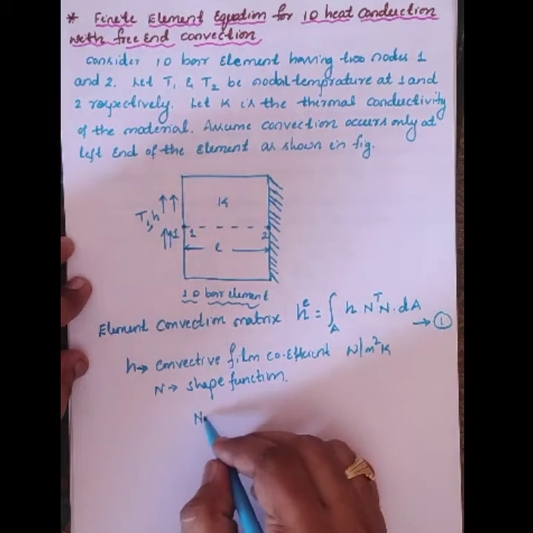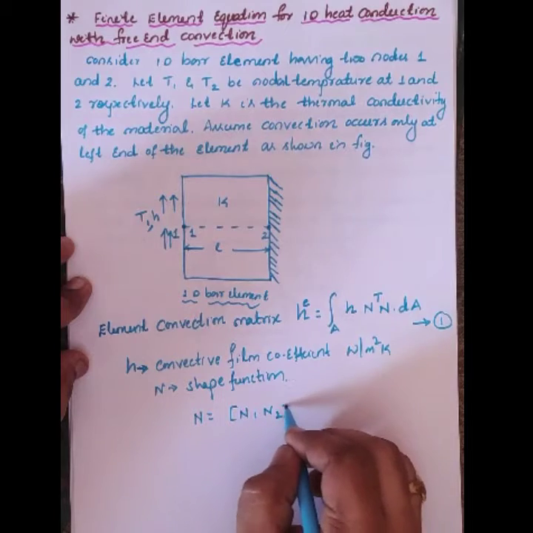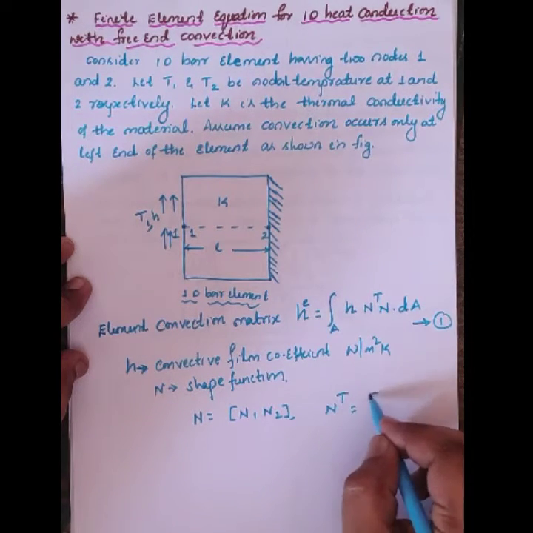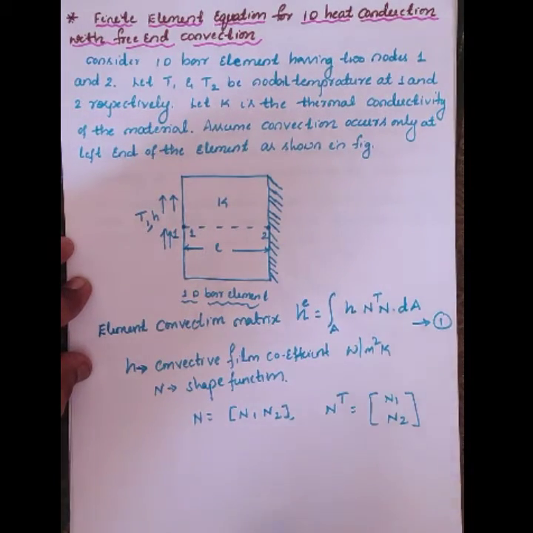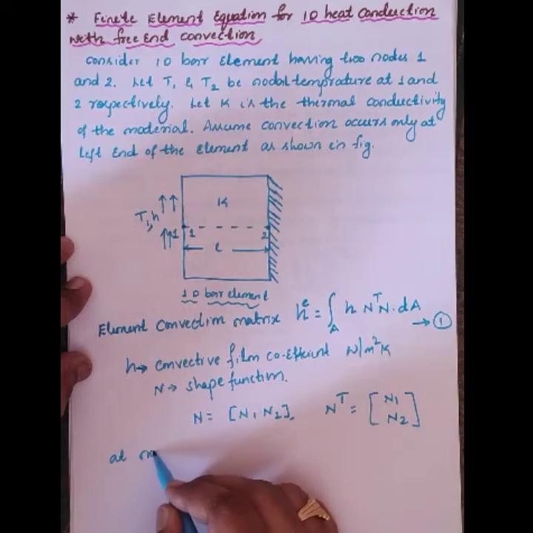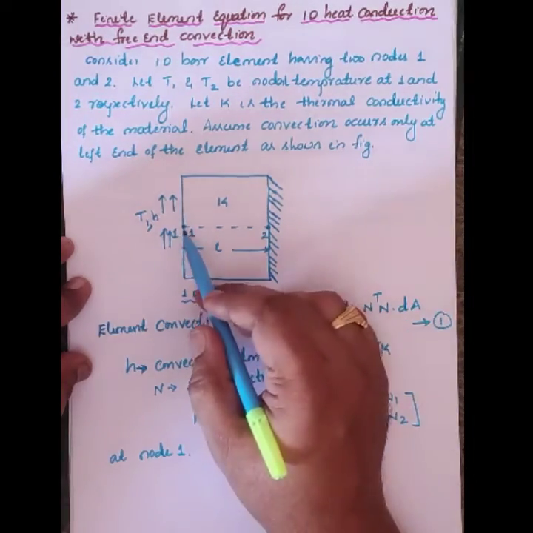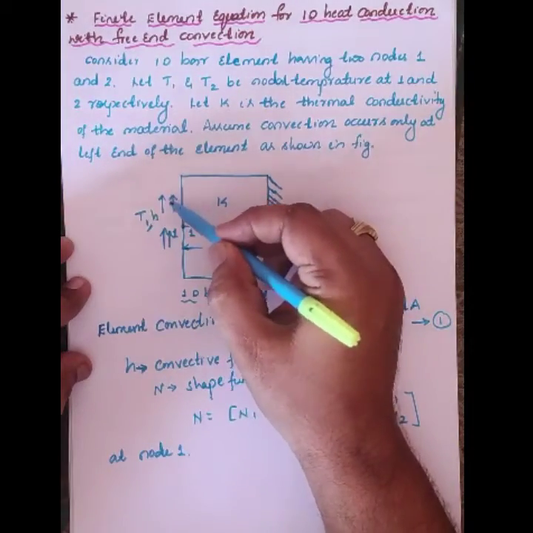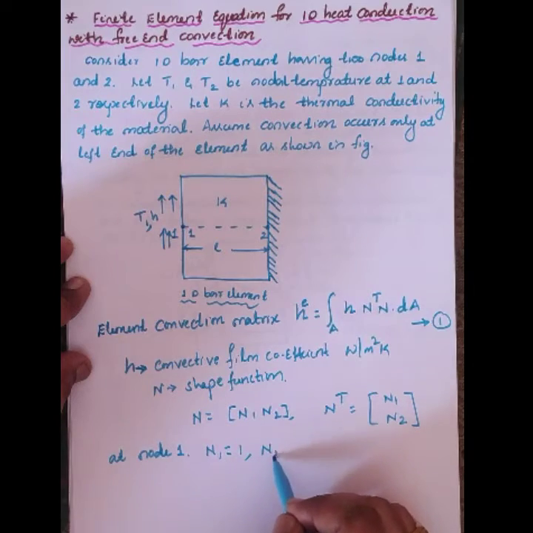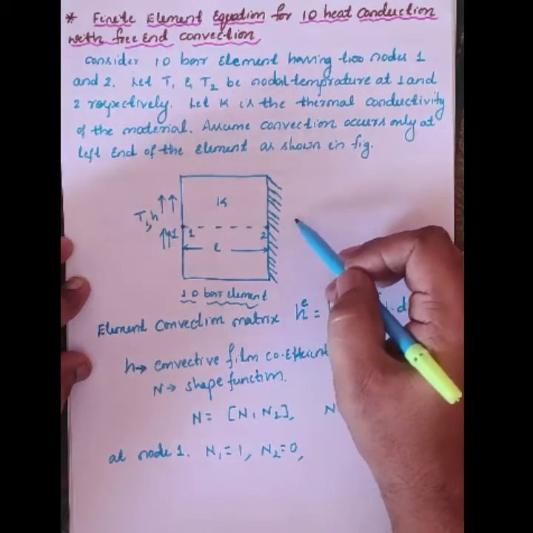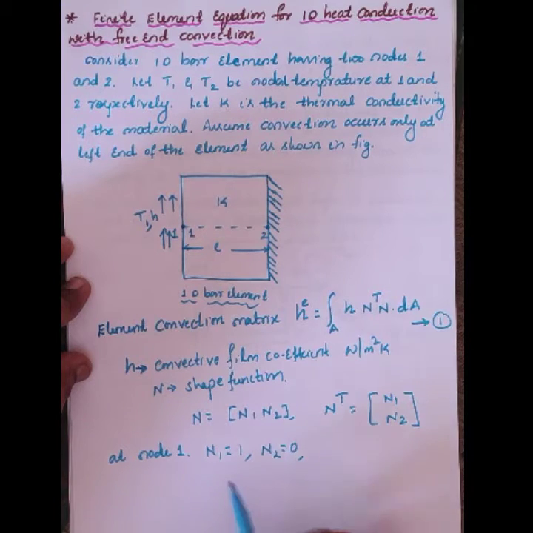Now, what is N? Generally N equals [N1, N2], and N transpose will be the column of N1, N2. Now just observe node 1. Is any convection acting at that particular point? Node 1 is exposed to this convection. Because of this, N1 equals 1 and N2 equals 0. If node 2 were also exposed to the fluid, then N1 equals 1 and N2 equals 1. But now only node 1 is exposed, so N equals [1, 0], and N transpose equals [1, 0] as a column.